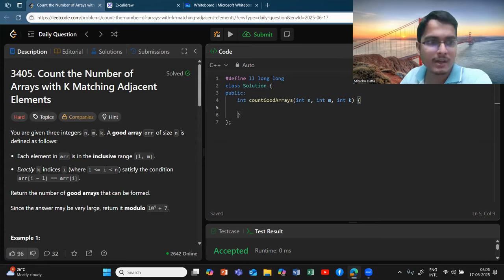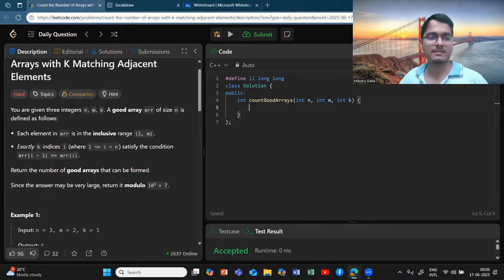You can fill integers from 1 to m, and exactly k of those indices should satisfy the condition arr[i-1] equal to arr[i]. So that means that the adjacent elements should be equal in exactly k of them, and the remaining must be unequal. This is the point here. So return the number of good arrays that can be formed. Since the answer may be very large, return it modulo 10^9 + 7.